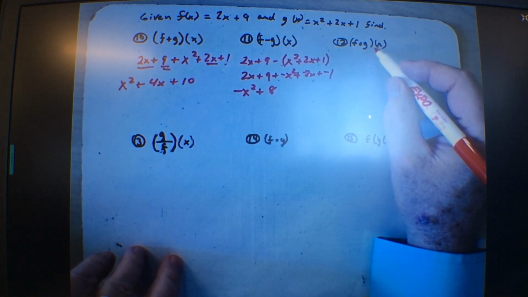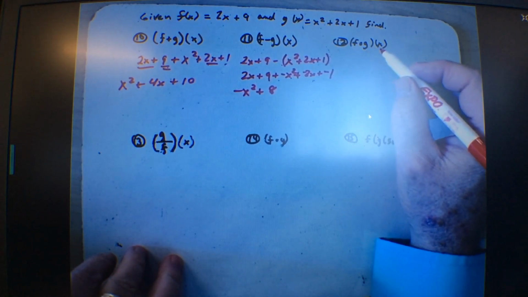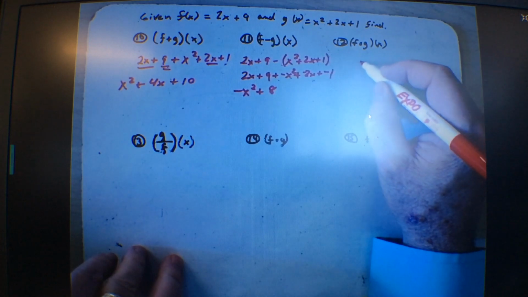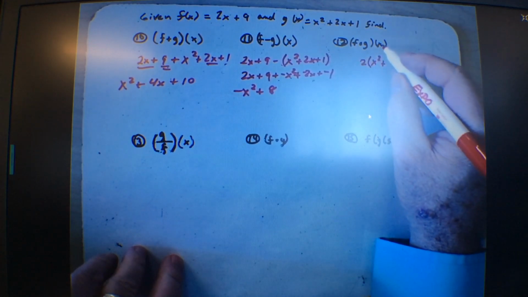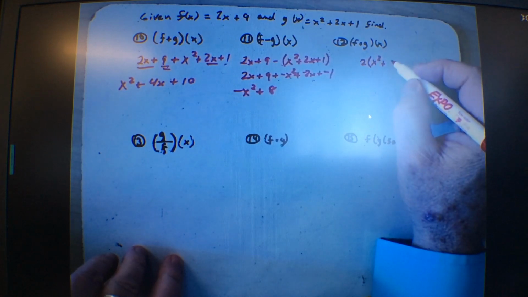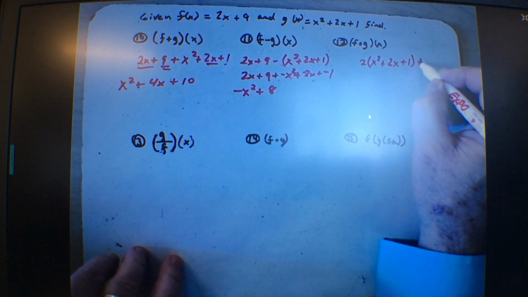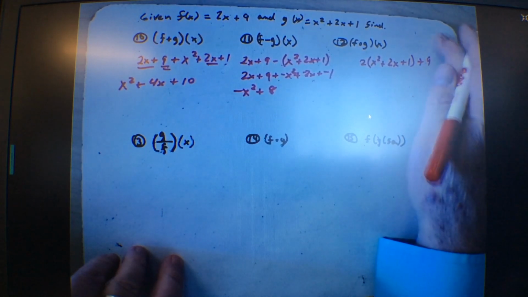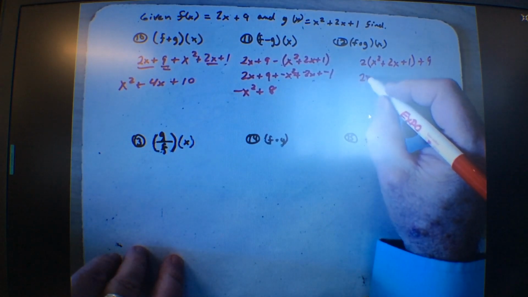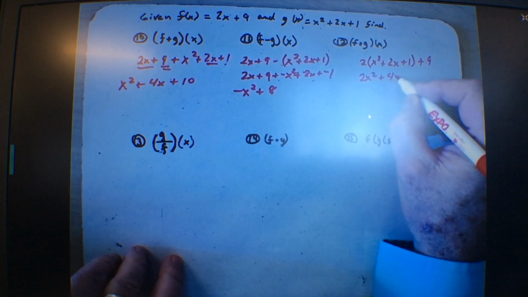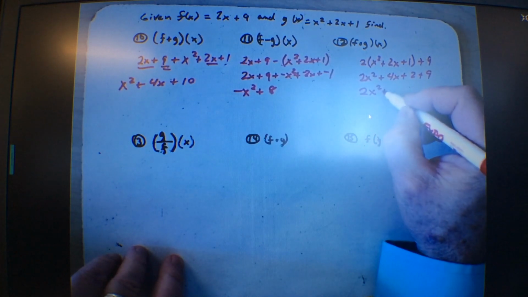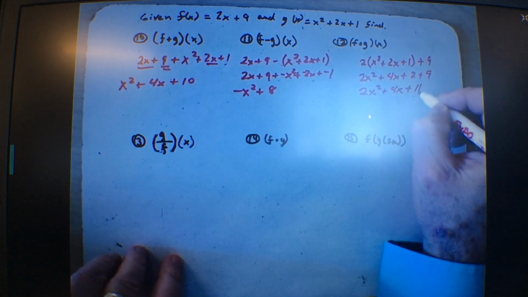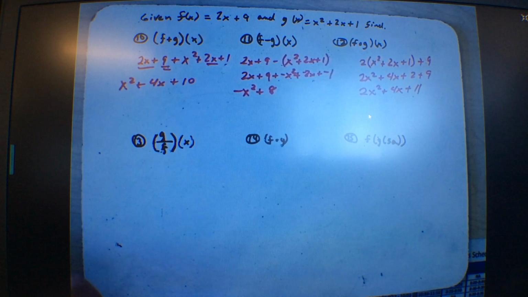F of g, does g go into f or does f go into g? G goes into f, so I have 2 times x squared plus 2x plus 1, plus 9. So I have 2x squared plus 4x plus 2 plus 9. And I have 2x squared plus 4x plus 11. Very easy to make mistakes on these, guys.